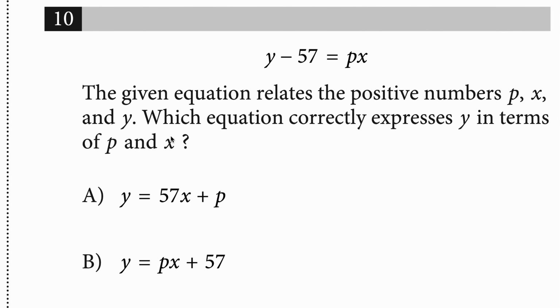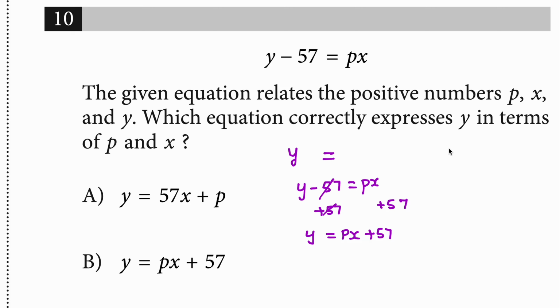Let's do question 10. The given equation relates the positive numbers p, x and y. Which equation correctly expresses y in terms of p and x? That means we have to do y is equal to whatever. When it says y in terms, that means you have to put y is equal to this. So our given equation is y minus 57 is equal to px, and because we need y is equal to, that means this 57 has to be moved to the other side, or in other words you can say add 57 on both sides. So y is equal to px plus 57.